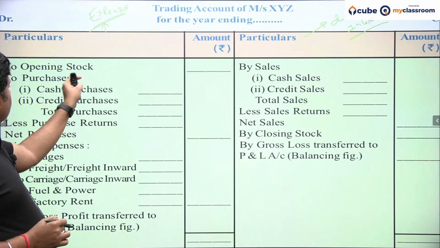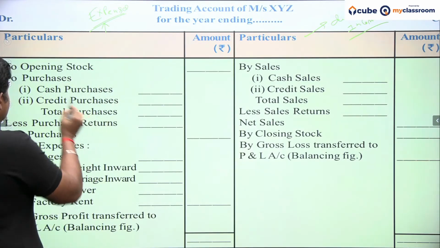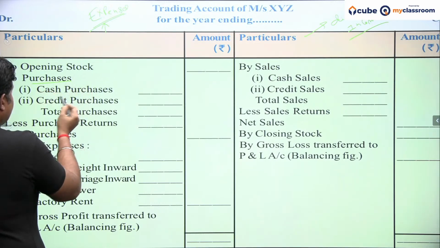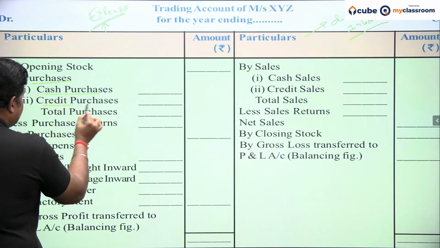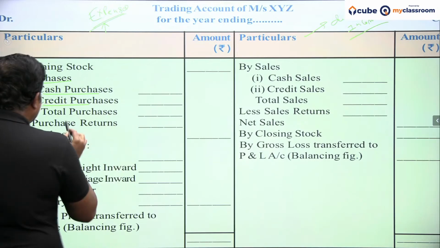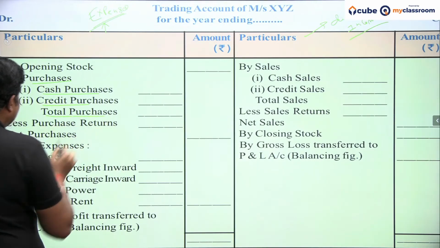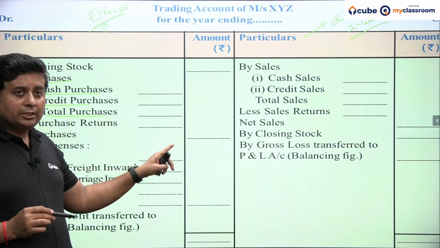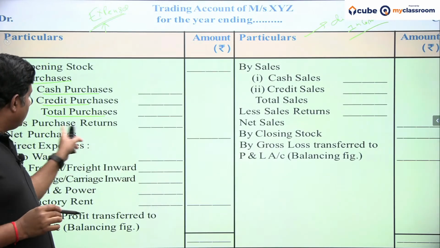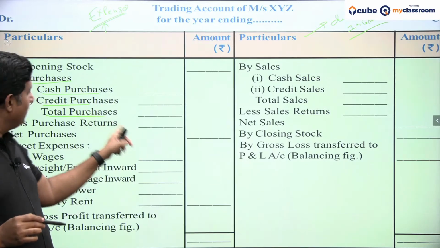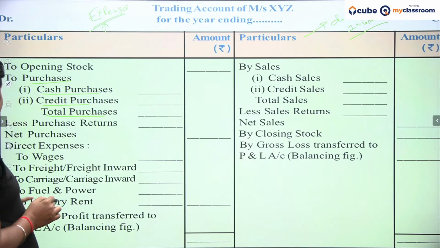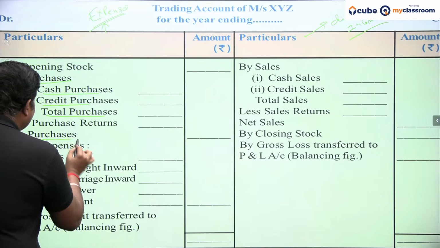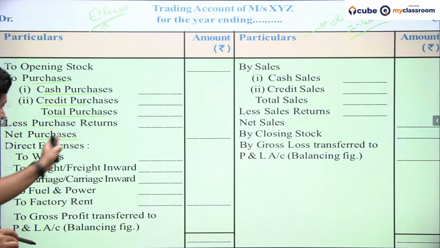Opening stock refers to stock in the beginning. Then purchases. When I say purchases, there are two types of purchases, cash purchases and credit purchases. So make the total of this and this becomes total purchases. And if there is any purchases return, which we can also say returns outward, then it needs to be subtracted from the purchases, and it would be called net purchases.